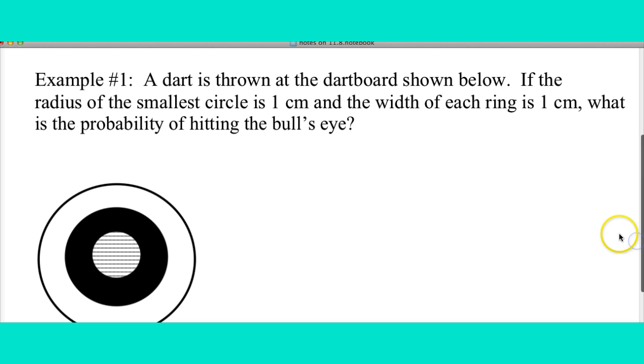Here it says a dart is thrown at the dartboard shown below. If the radius of the smallest circle is 1 centimeter and the width of each ring is 1 centimeter, what is the probability of hitting the bullseye? So our area of interest is this bullseye. So that's going to go in the numerator. So I need the area of this circle, and we know the area of a circle is pi r squared. So I'd have pi times 1 squared, which would just be 1 pi, or I could say pi. So this is the area of interest. This is the area of the bullseye.